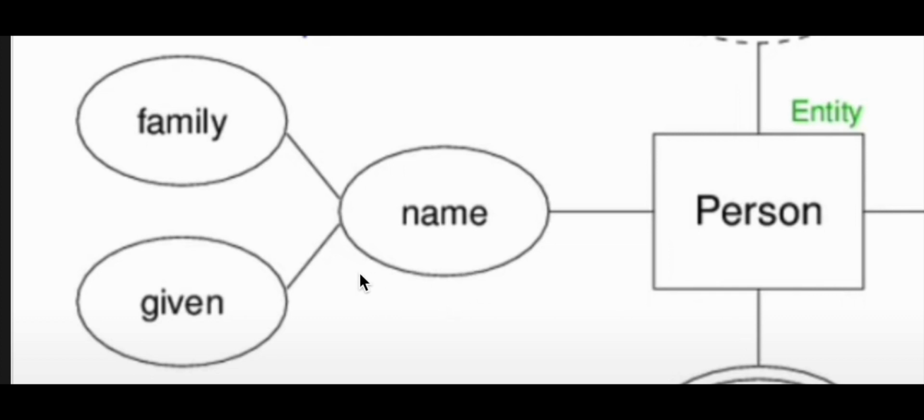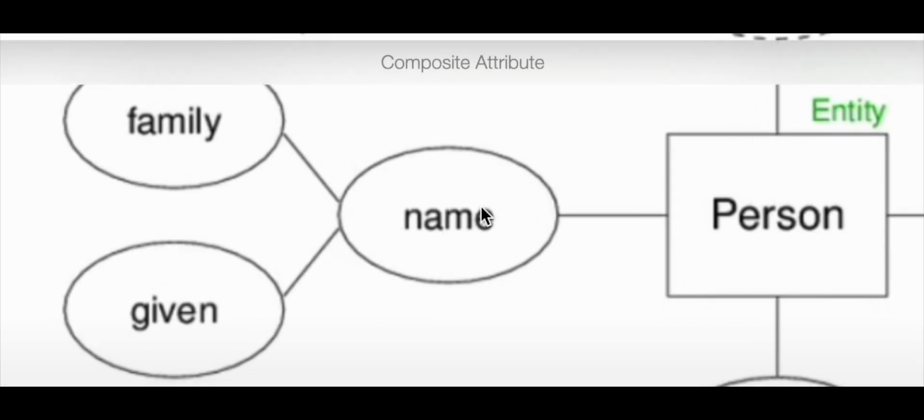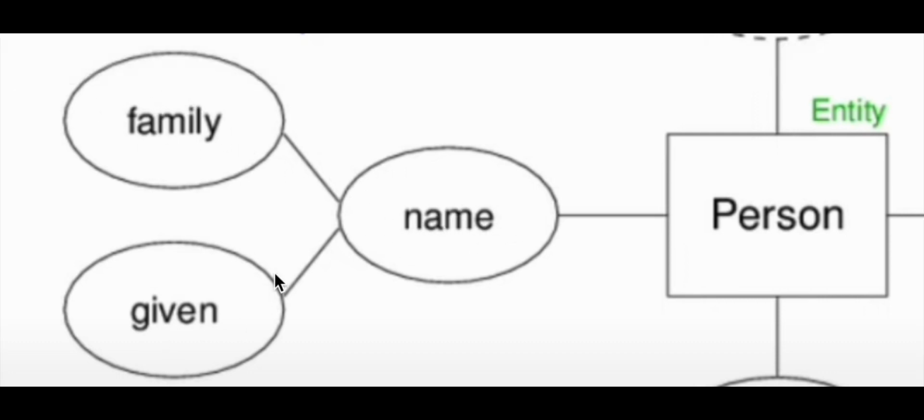So here we are describing ER attribute notation. Person here is an entity, name is an attribute of person, and then we have this where it deviates into two other attributes, family and given. This is known as a composite attribute, which is an attribute that is a combination of other attributes. In this case, the name attribute is made up of family name and given name.